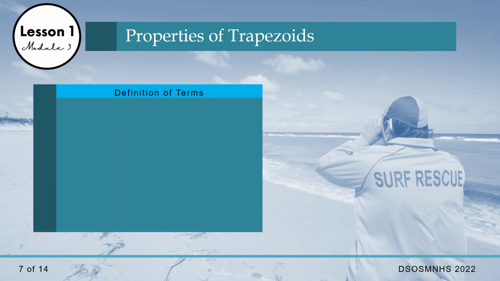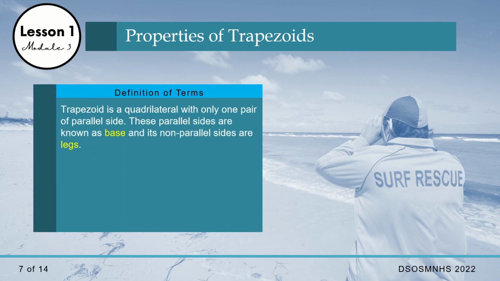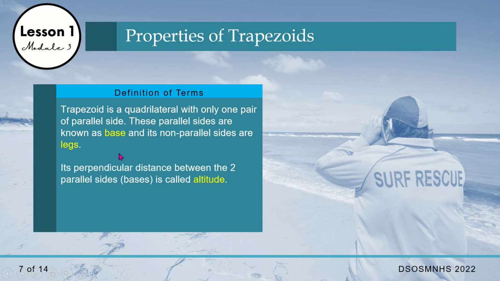So we'll start with the definition of terms. So we define trapezoid as a quadrilateral with only 1 pair of parallel side. Asa na dapita ang usara ka parisan nga parallel side? So naay duha ka side nga dili parallel. Okay. These parallel sides are known as base, and its non-parallel sides are legs. Asam na, sir? Oh, wait sa. We will continue first with the definition of terms.